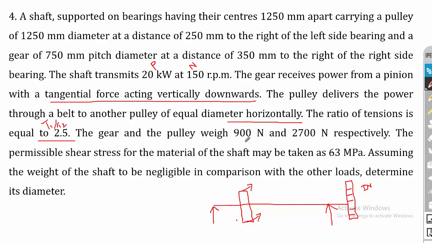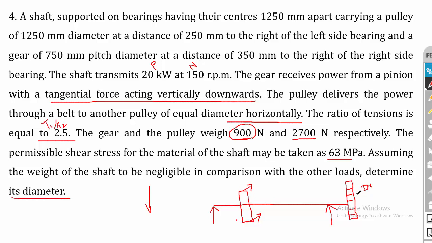The gear and the pulley weight. In the previous problem, only the weight of the pulley was given. Here the weight of the gear is also given. So in the vertical direction, you have to consider the weight of the gear also. If there is some other vertical loading, then you have to add this 900 with that. The weight of the pulley is 2700 Newton, it is given. The permissible shear stress is given as 63 megapascal. Assuming the weight of the shaft to be negligible in comparison with the other loads, determine its diameter.